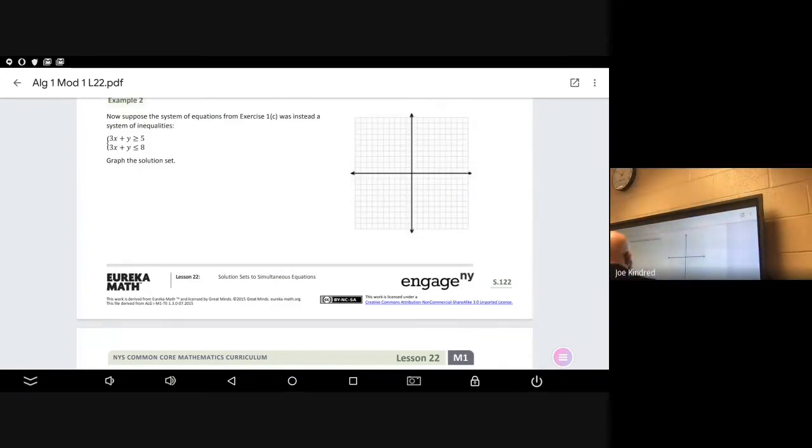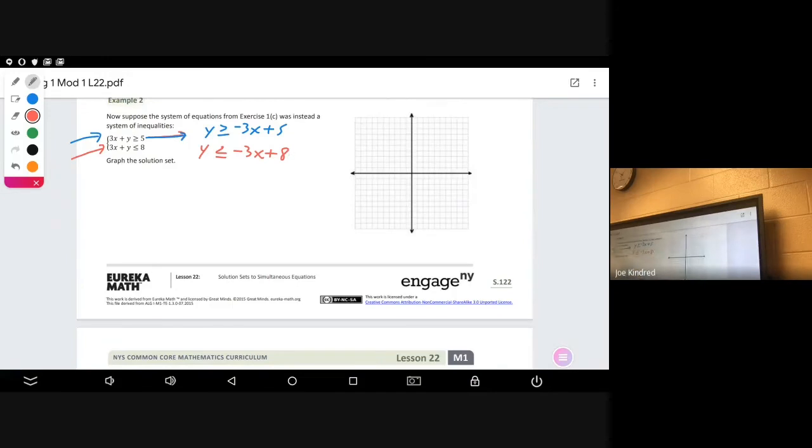So the first thing I want to do is graph each individual one. I'm going to color coordinate this. I'm going to solve for y in this one. Solve for y, and I'm going to get y is greater than or equal to negative 3x plus 5. And then here, this becomes y is less than or equal to negative 3x plus 8. So all I did here was just move the 3x's over.